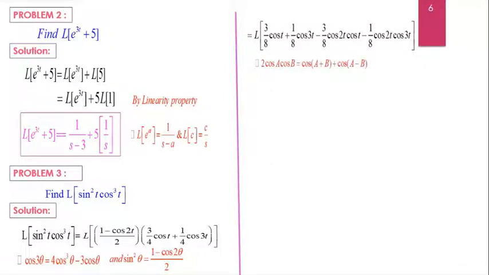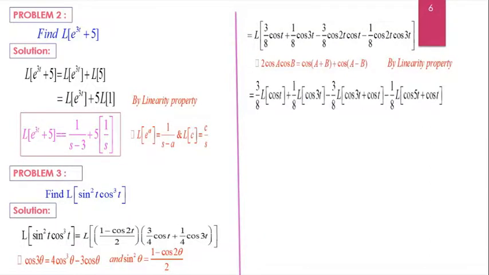So now we apply the formula of 2 cos A cos B and also the linearity property simultaneously, and we get 3 by 8 times Laplace of cos t plus 1 by 8 times Laplace of cos 3t minus 3 by 8 times Laplace of cos 3t plus cos t minus 1 by 8 Laplace of cos 5t plus cos t.